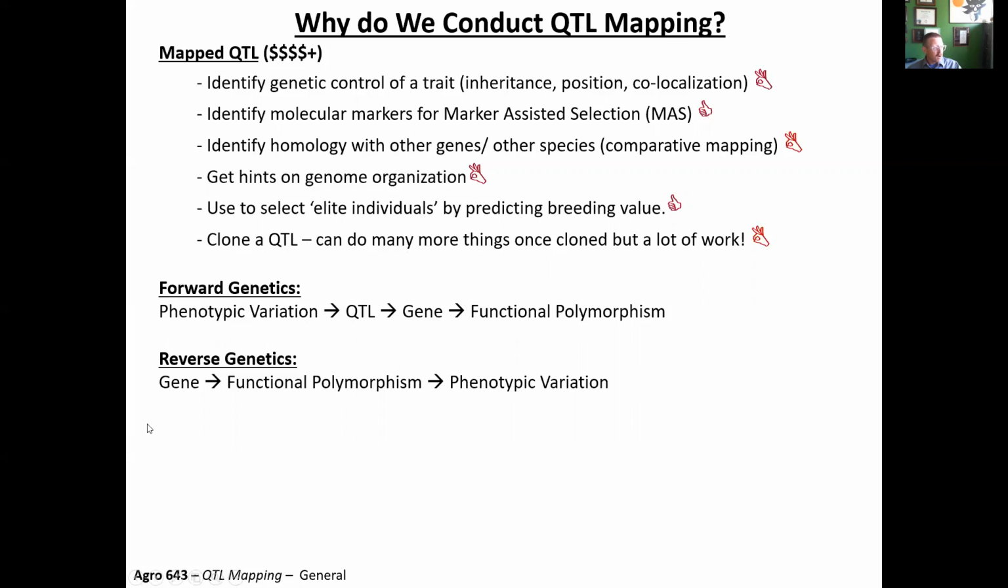We won't talk at all about reverse genetics, but that was an ambitious idea that was much more popular, I think, 10 or 15 years ago, and largely didn't pan out.